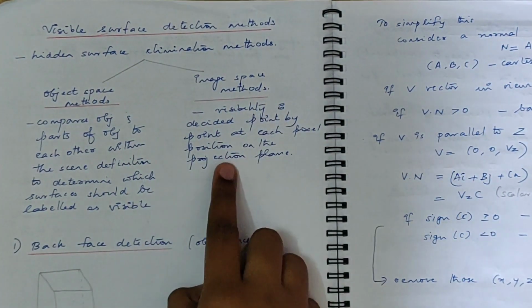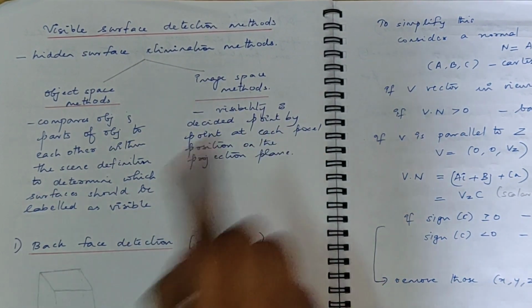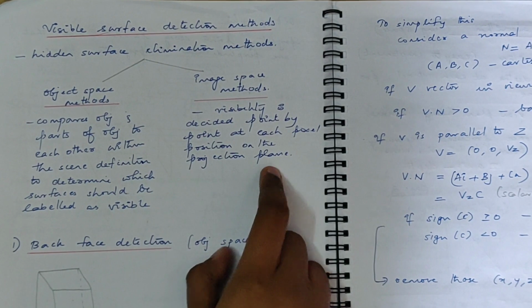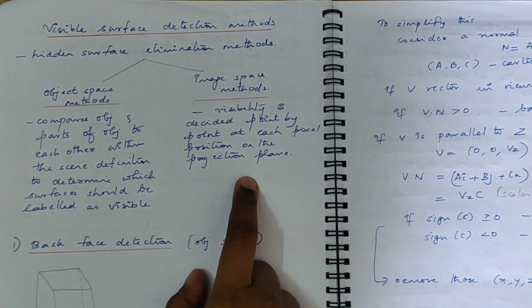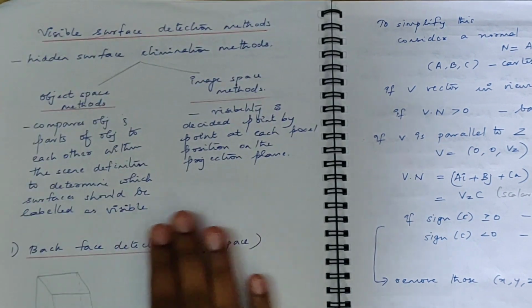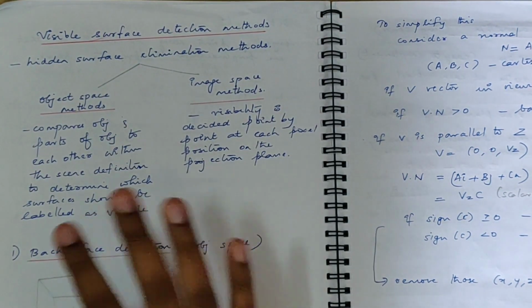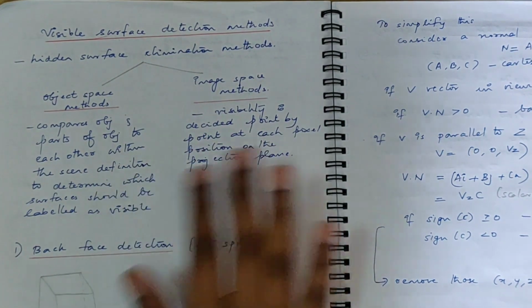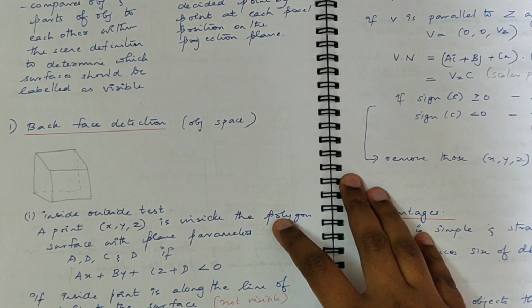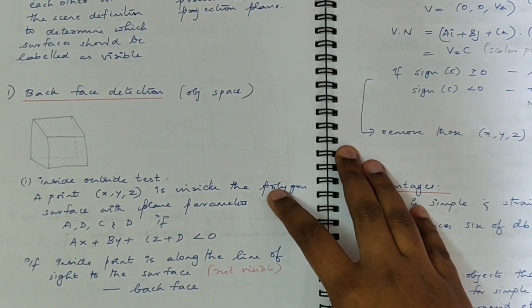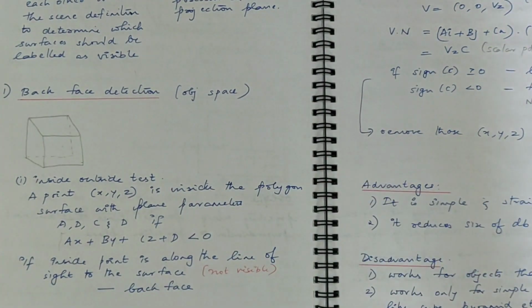In the image space method, the visibility is decided point by point at each pixel position on the projection plane. You are considering the pixel position in the projection plane. We'll look at a few visible surface detection methods, and those will fall under either of these two categories. The first one that we are going to see is the backface detection method, which is an object space method.